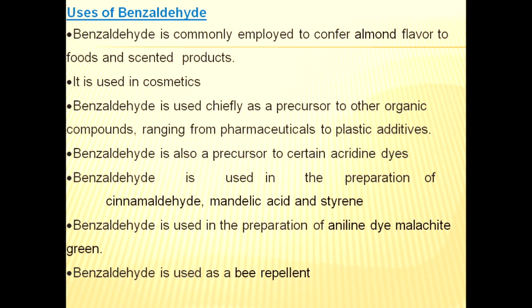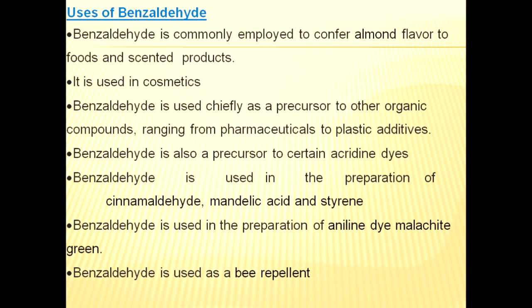Now if you see the uses of benzaldehyde, it has many uses. The first and important use is that it is commonly employed to confer almond flavors in foods and scented products. It is used as a perfume. It is used in cosmetics. Benzaldehyde is also used as a precursor to organic compounds because it is very cheap and readily available, and from it various organic compounds can be synthesized, ranging from pharmaceuticals to plastic additives.